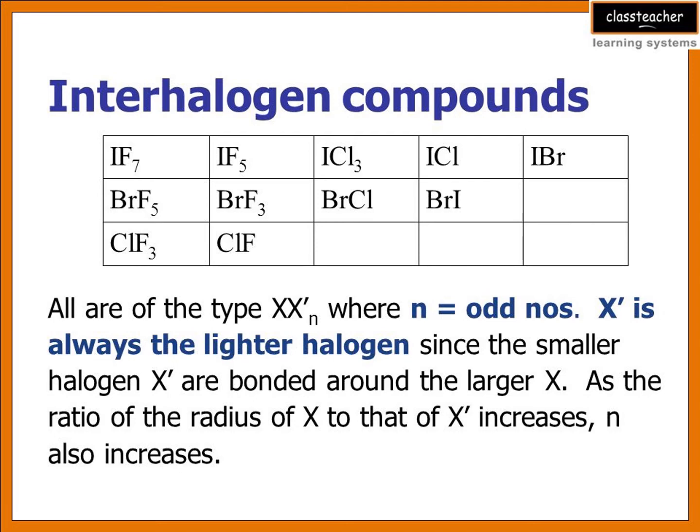Do you understand? The interhalogen compound is reacted with other compounds, A with B, B with C, like that. So this is the interhalogen compound. The property of interhalogen compounds is that the central atom will be the larger one.